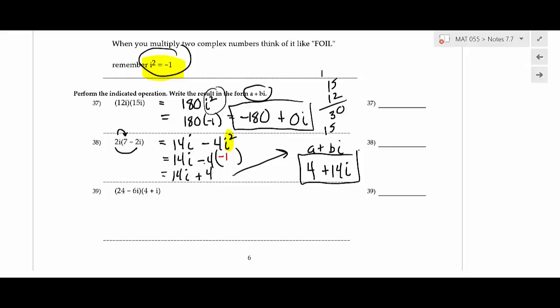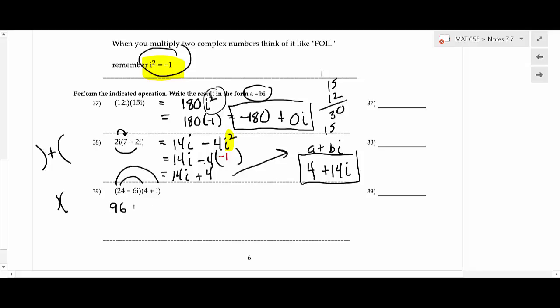Does that look like FOIL? It's the same thing. You've got two parentheses next to each other. If there were two parentheses with a plus in front, then you're adding. This one's FOIL, so we're going to just go ahead and multiply that out. If you do 24 times 4, I think that is 96. Use your calculator if you need to. The outside term is 24 times i, which is 24i. The inside term, you have a negative times a positive, so that's negative 24i, right?